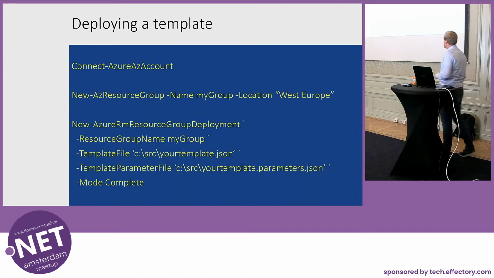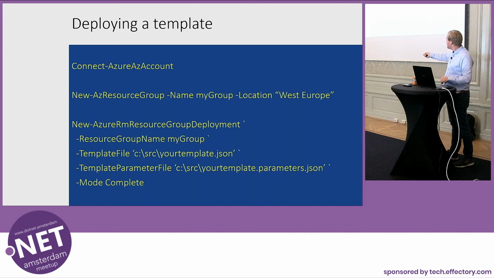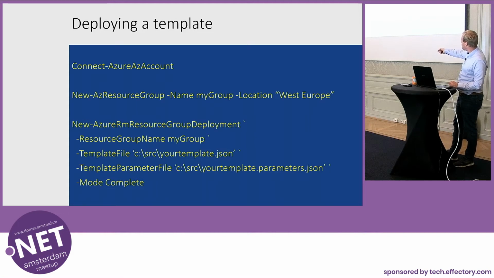So deploying a template is something like this. I'm going to connect to Azure. I can create a resource group. So it's really recommended to have one template correspond with one resource group. And the reason is this: deployment mode. What I'm going to do is a new deployment to this group. This is my template. These are my parameters. And then the mode is going to say complete.